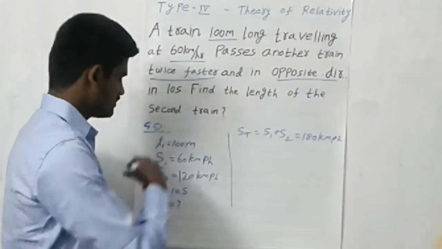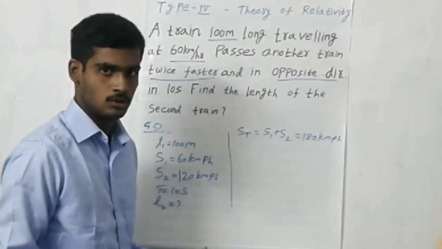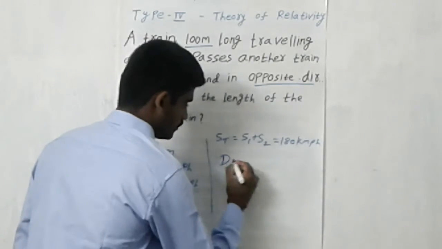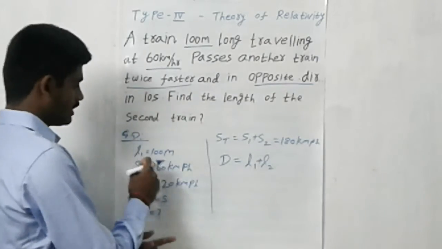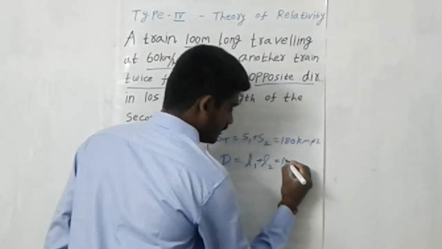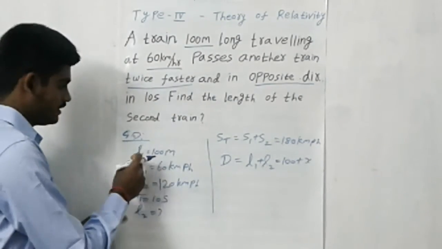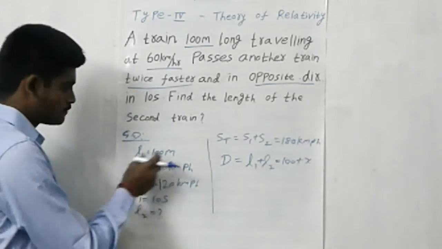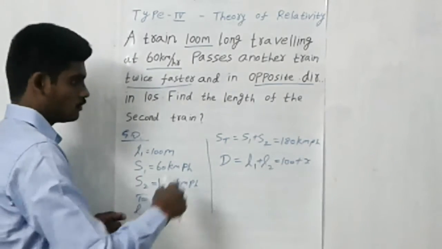Okay, now in this kind of problems, type 4 problems, the length of train 1 plus length of train 2 is the distance of the train. Therefore length of first train plus length of second train. We know the length of first train is 100 meter, but we don't know the length of second train. Therefore we take it as 100 plus x. Here we have to see one point. The length of the train is given in meter, the time is given in second, but the speed is given in kilometer per hour. We need to convert this kilometer per hour to meter per second.